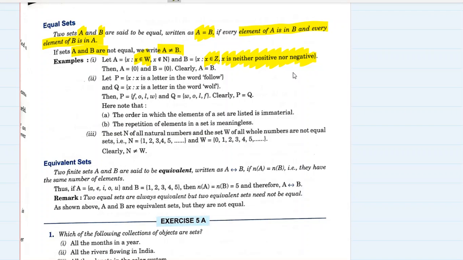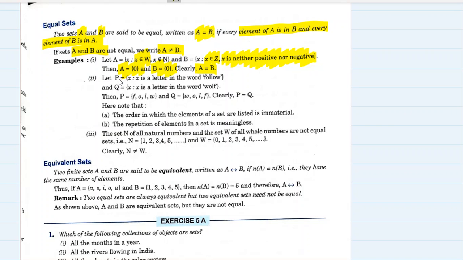So that means we have to find a whole number which is not natural. There is only one whole number which is not natural, which is 0. And we have to find an integer which is neither negative nor positive. There is only one integer which is neither negative nor positive, that is 0. So A and B both are the set {0}, that is A = B.